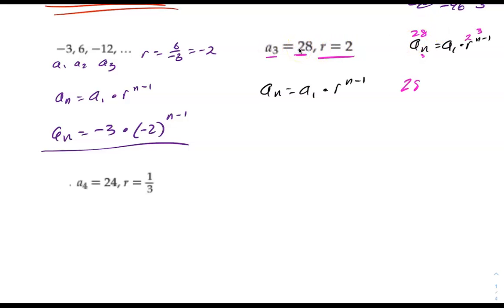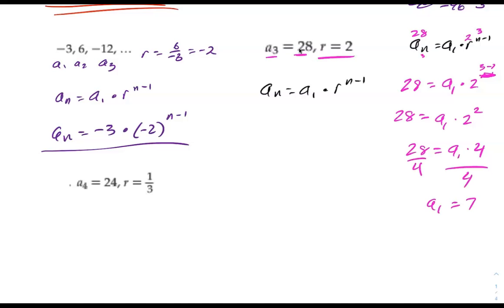So 28 equals a1 times 2 to the n minus 1, 3 minus 1. So I get 28 equals a1 times 2 squared. So 28 equals a1 times 4. 2 squared is 4, so divide by 4. a1 equals 7. So my first term is 7. So now I can plug everything in, because remember all I want is the formula. So here's 7 times my r, which is 2, to the n minus 1.